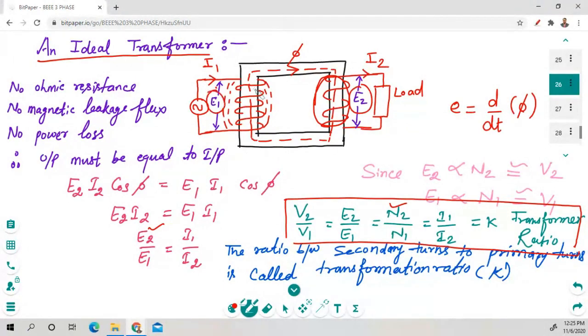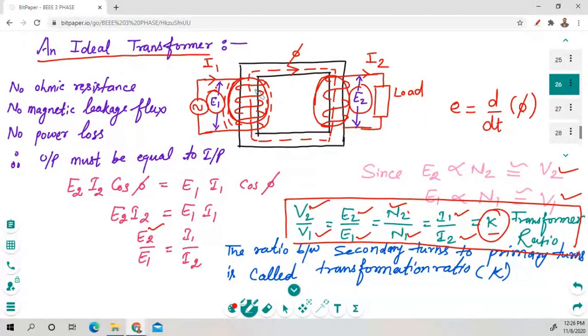And E1 is directly proportional to N1. So we know if these are directly proportional, then we can say that this voltage is equal to V2 and this voltage is equal to V1. So we have to put these values in this equation. So here is V2 upon V1, and E2 upon E1 is equal to N2 upon N1, and it is equal to I1 upon I2, and it is called the transformer ratio.